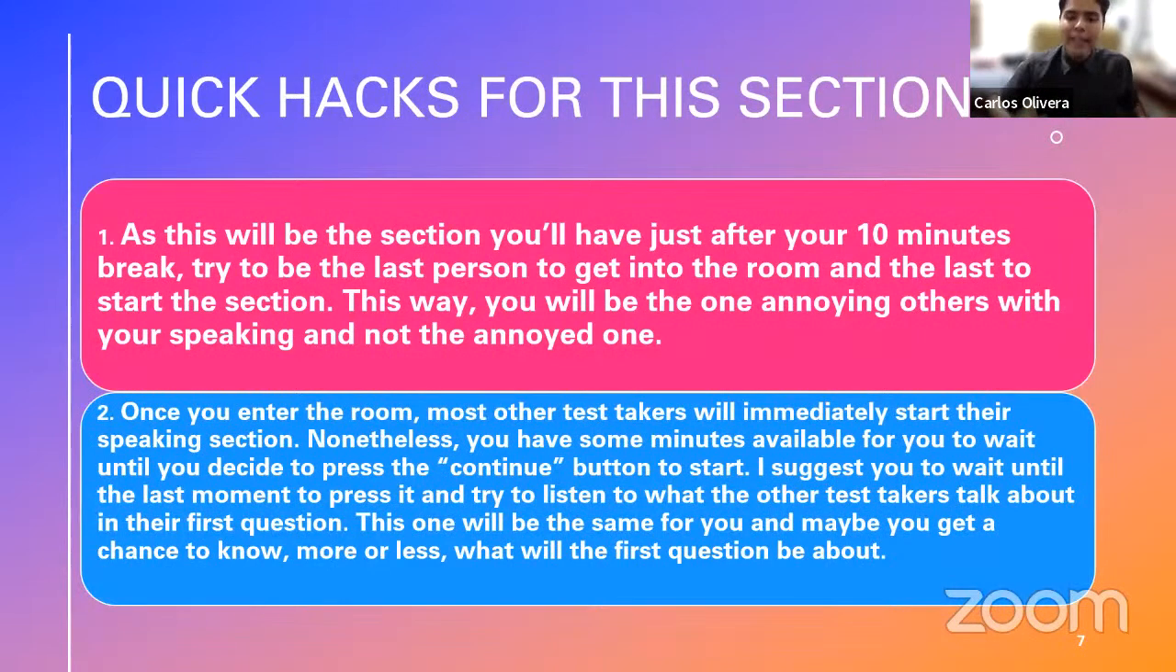Because once you sit down before your computer, once you return from the break, there is going to be a message on your computer that says something like proceed to the next section or continue to the speaking section. And if you don't press that button, it is not going to begin. I mean, your section is not going to start. Of course, there's a limit, right? But there is also some extra time for you to breathe, for you to concentrate, whatever.